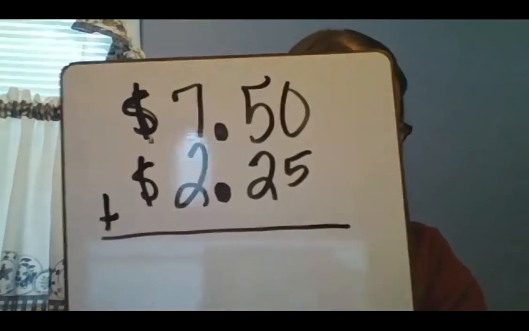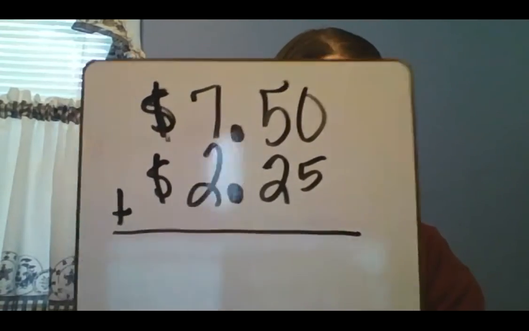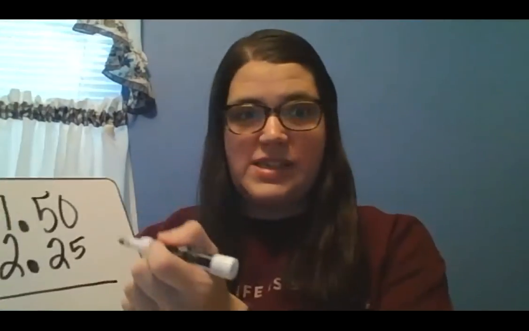We're going to add those together. I'll put my dollar sign so we know that it's money. I just lined up my decimal points, lined up my numbers, and we're adding. So when we're adding, we can do 0 plus 5. So 0 plus 5 is going to be 5.